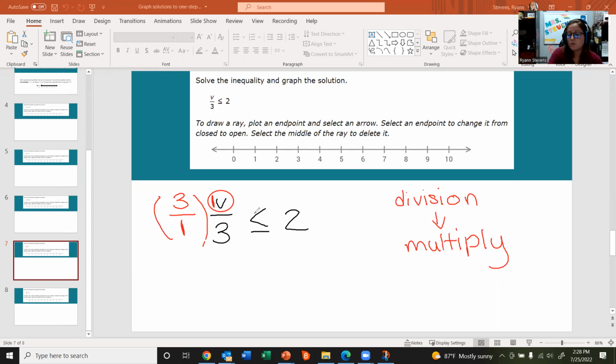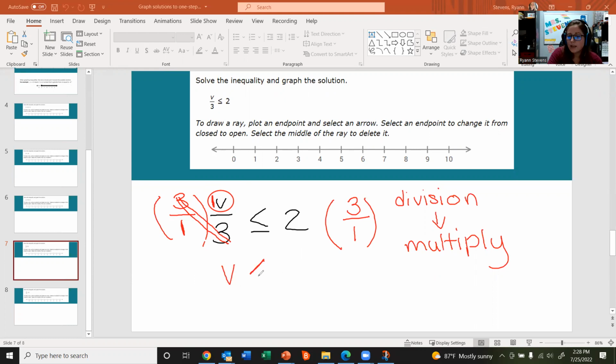Leave the variable because we do want to get that by itself. And then this is going to cancel and leave us with just 1, but we have to remember we got to do it to the other side as well. So 3/1 multiplied. We'll be left with our variable over here.